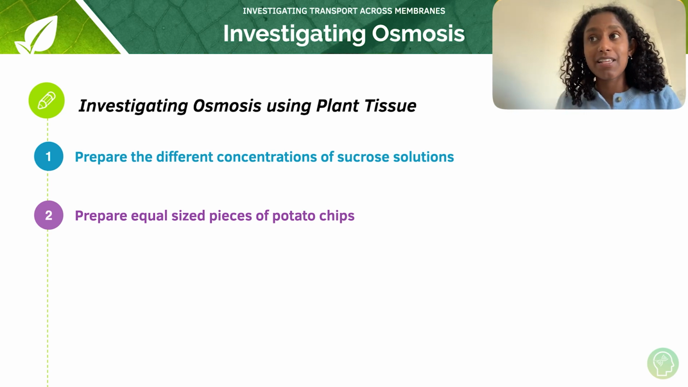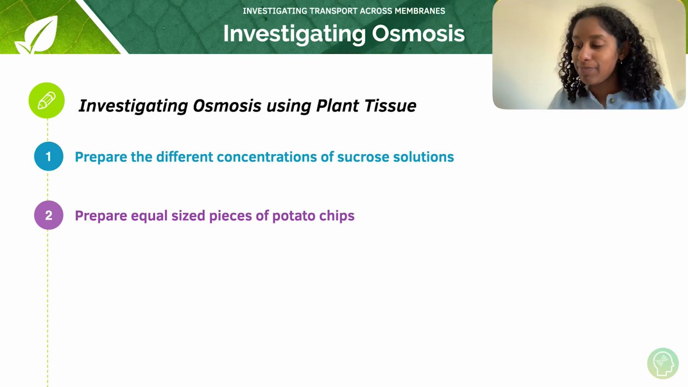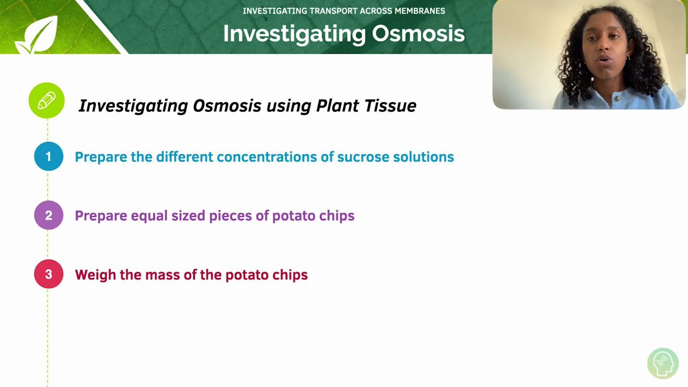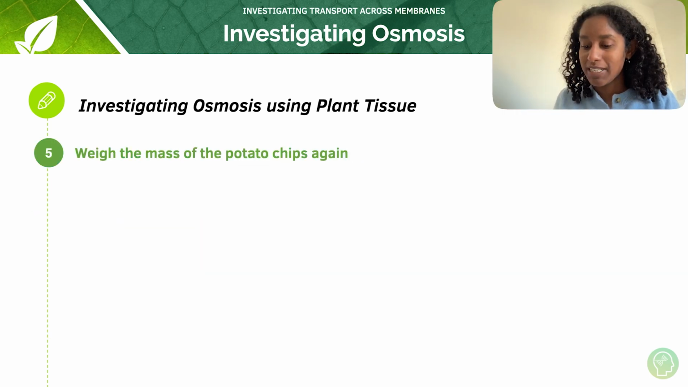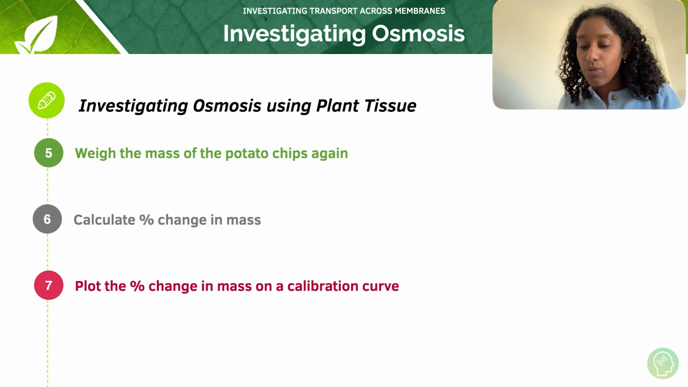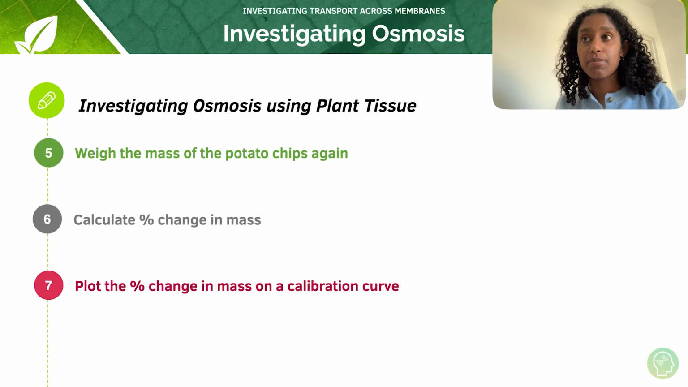Remember, we want the same surface area to volume ratio because we don't want to alter that here, because here we're having a look at our different concentrations of sucrose solutions. So we keep all the other variables apart from our concentrations constant. And then we're going to weigh the mass of the potato chips, having dried them. And then we're going to put those potato chips in each solution, and we're going to set the timer for 20 minutes. And once 20 minutes is up, we're going to take the potato chips out. We're going to dry them first of all, gently again, and we're going to weigh the mass of the potato chips again.